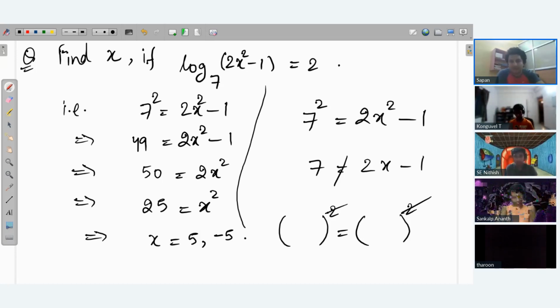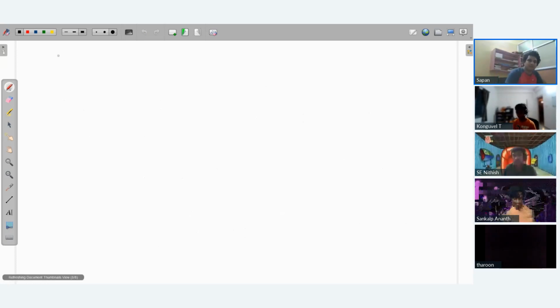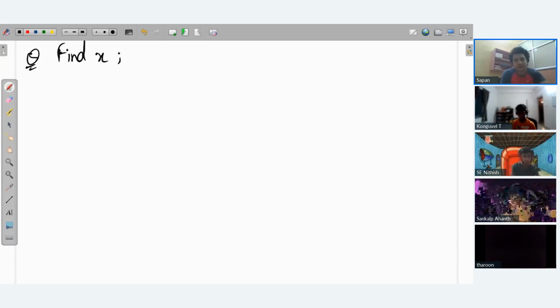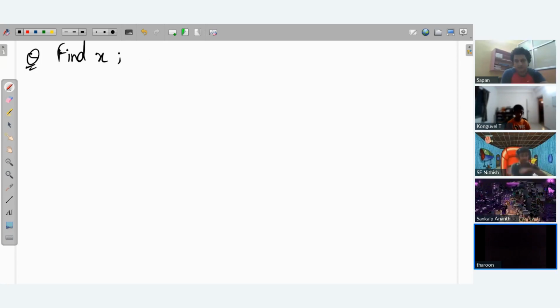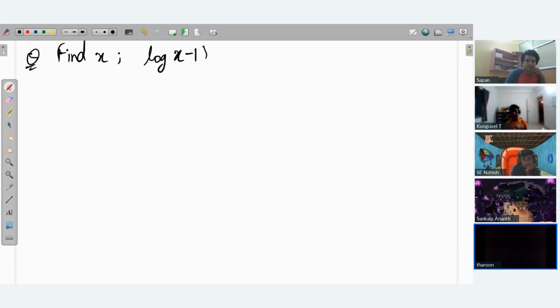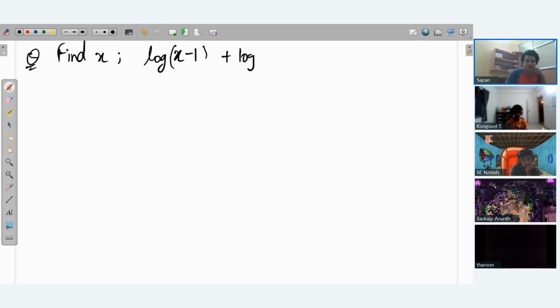Okay, let's see the last question in this category. Find x, where the equation is log x minus 1 plus log x plus 1 is equal to log 1 on base 2.